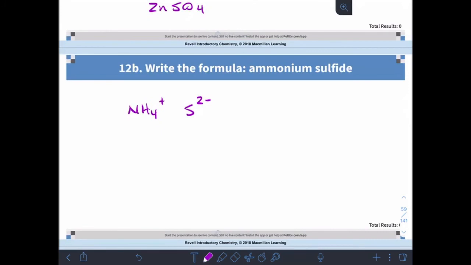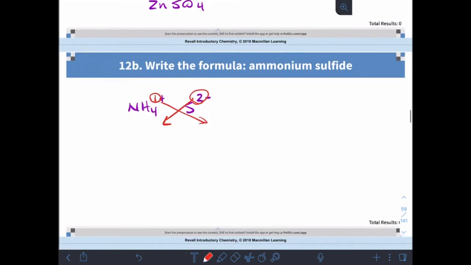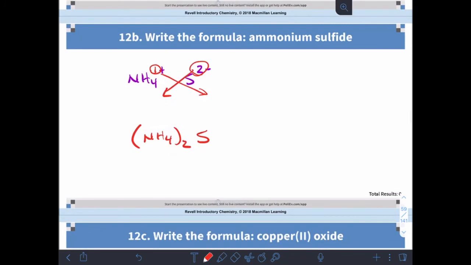Here I've got a 1 and a 2. So here's where our crisscross method will come in handy. And that's a 1 that goes with the sulfur. Because NH4, I treat just like its own entity, so I need to put it in parentheses if I have more than one of them. And I only needed 1 sulfur, so (NH4)2S. And this subscript 2 tells me that I have 2 NH4s.